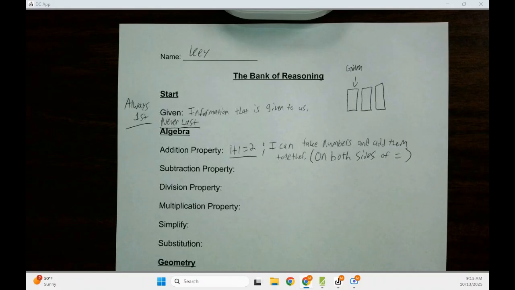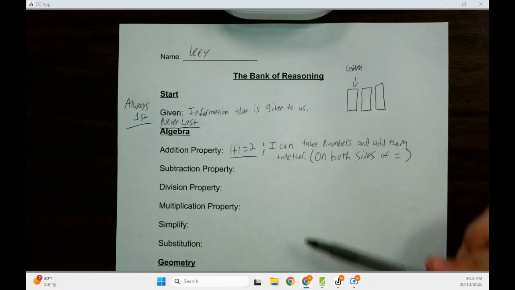What makes these algebra properties special is the fact that I'm going back and forth across an equal sign. That's what we took algebra for. What are the tools to go back and forth across an equal sign to keep things equal or balanced? That's the point of what we did, right?